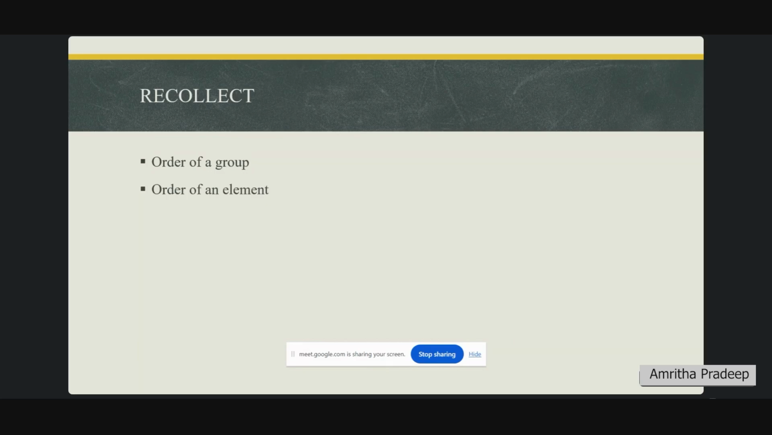Then what is order of an element? Least positive integer for which its exponent gives the identity. Right. So in Z4 again, if you consider the element 1, the order of the element 1 is 4. So that becomes the order of 1 is 4.